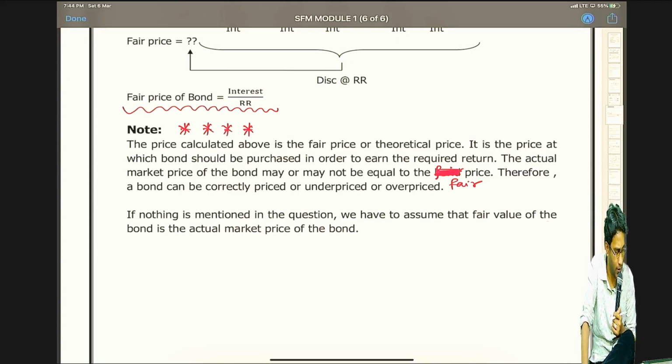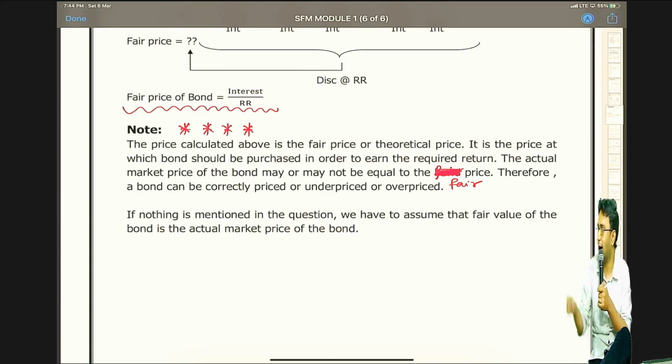Therefore, a bond can be correctly priced, underpriced, or overpriced. My computation tells me that I should pay 925 rupees only for this bond. In the market, the bond price is 910 only. Am I happy or sad? I am already willing to pay how much? 925. Is it available only for 910? Cheaply available now? That we call underpriced. If it is available at 940, more costly it is. Overpriced. Coincidentally available at 925, perfectly priced or correctly priced, like that.